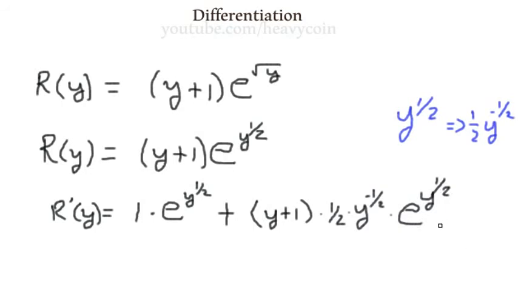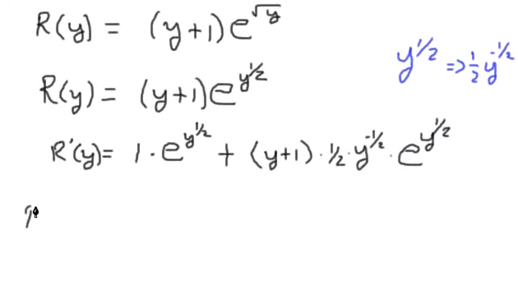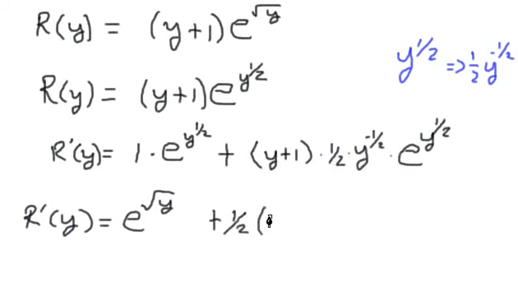Now let's try to clean this up a little bit. So we have r prime of y is equal to e, and I'm going to go ahead and put this back into radical form. Plus, I'm going to take this half and just bring it out front of everything here. We have y plus 1, and this is y raised to the negative half, and we need to take that down into the denominator.